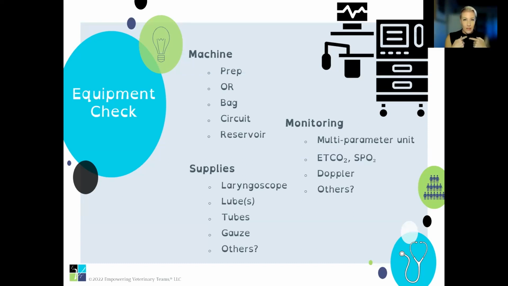Lubrication for the eyes and the tubes. Just avoid getting lube on the eyelet of your endotracheal tube. How many tubes are we getting together? 3. Always 3. One size that you're pretty confident that it is, and a half a size or a whole size up and down. And how are we measuring them?